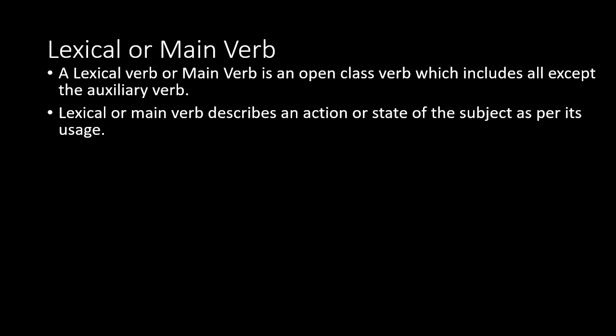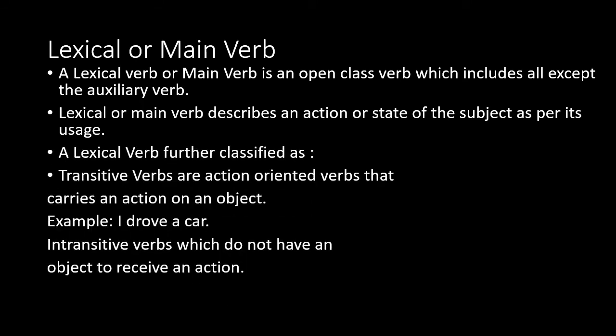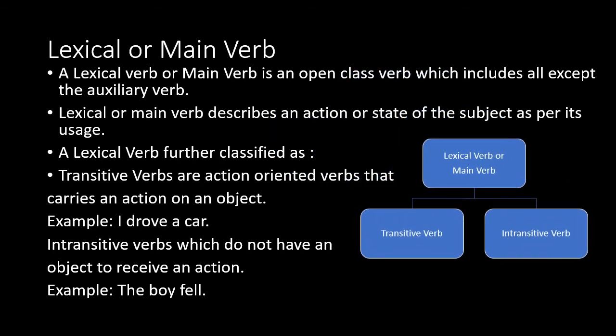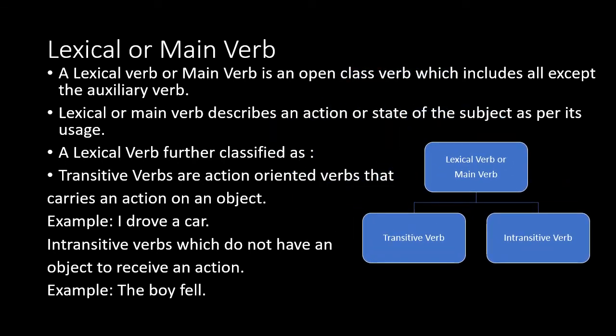Before that, we see the lexical or main verb. What is a lexical verb or a main verb? A lexical verb or main verb is an open class in linguistics which includes all except the auxiliary verb. So except the auxiliary verb, that is the helping verb, all other verbs, whether they are irregular in nature, whether they are gerunds, what are gerunds? The ing form: watching, talking, taking, sleeping, going, showing, eating, these all are gerunds. Alright, so these all are main verbs.